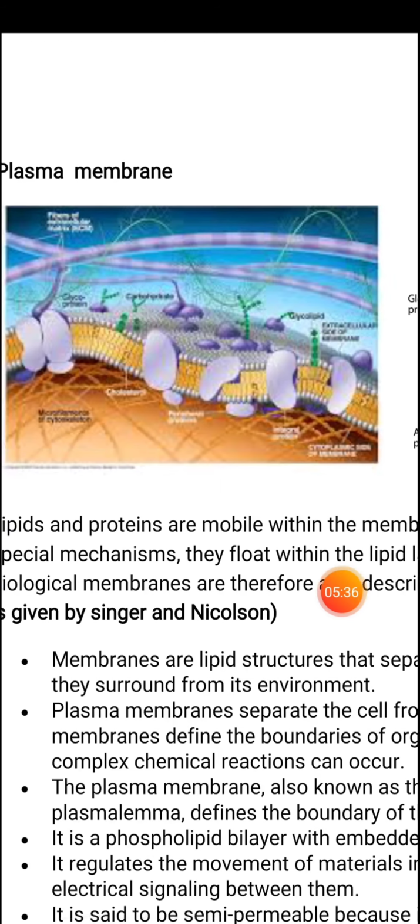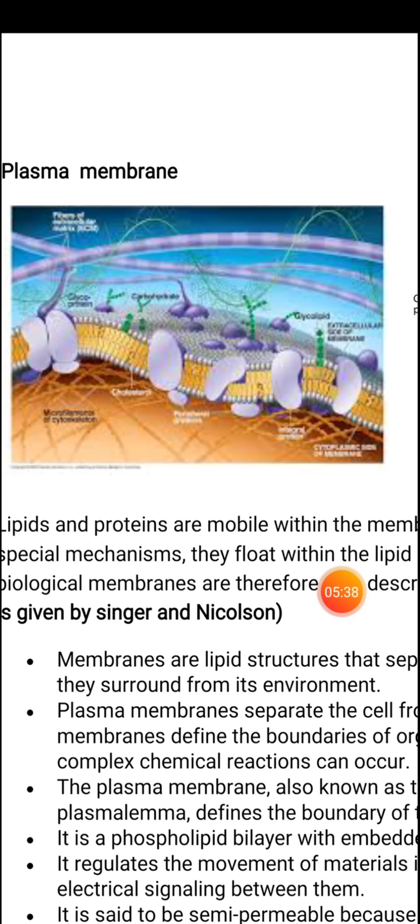For example, if you see from this 3D diagram, you can see a pinkish orange color where it is written microfilament cytoskeleton. There you can see this plasma membrane wall. That particular area is water loving and the outside part is water hating. Why are they hating water? Because on the outside part there is a lot of water.